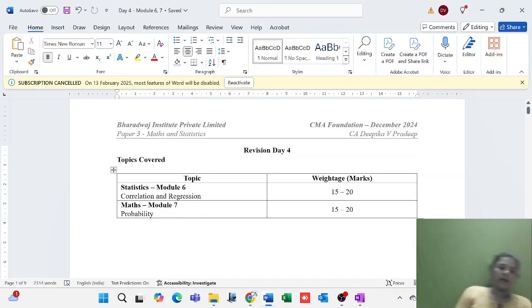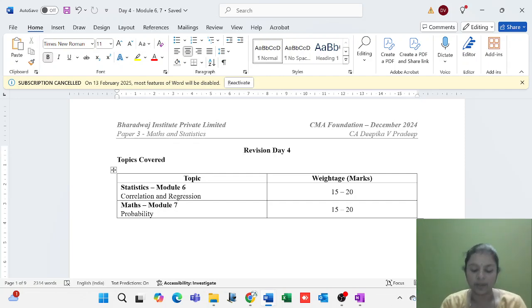Very good morning and welcome back to the last day of our revisions of Maths and Statistics and the last day of your marathon revision sessions. We are going to discuss the final two topics of statistics, which is Module 6 and Module 7, that is correlation and regression analysis and probability.